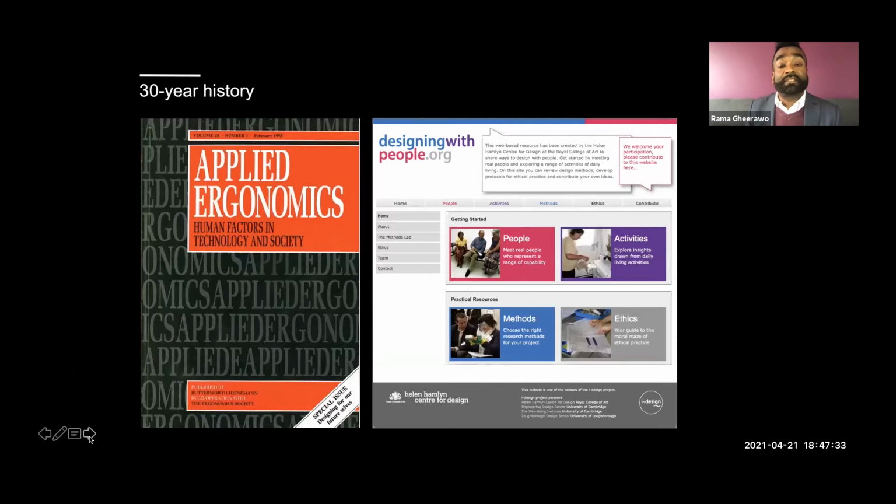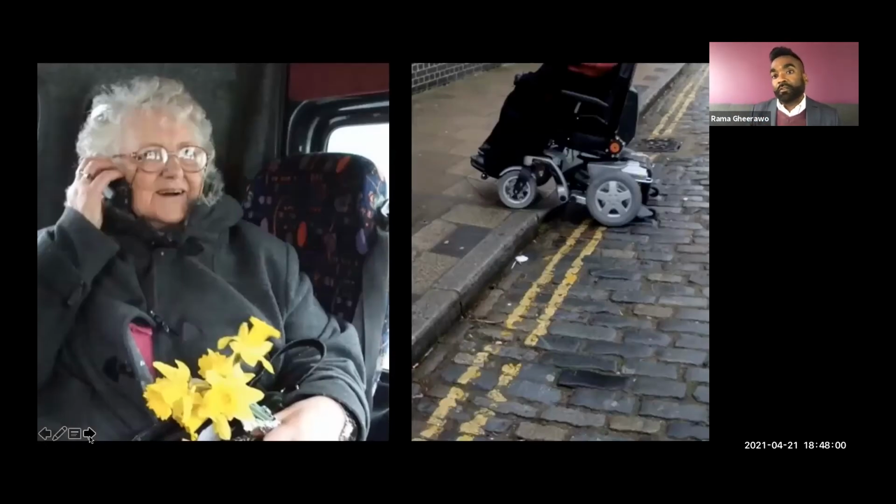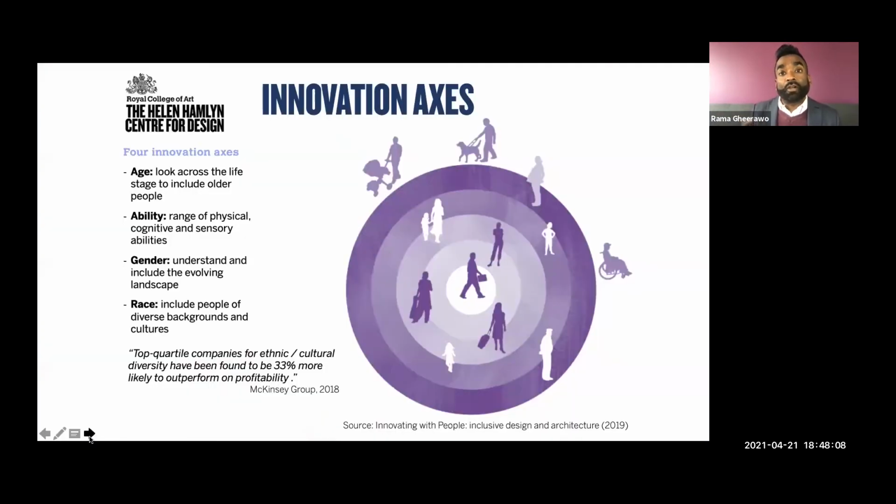It has a 30-year history. It was defined by one of the founding directors at the center called Roger Coleman in this paper that you see on the left. And we continue to create websites and publications around inclusive design. I think it's very much an idea that's come of age aspirationally, politically, and in terms of business and the public sector. It started off by looking at age, you know, exclusion by age or disability, but it's rapidly grown.